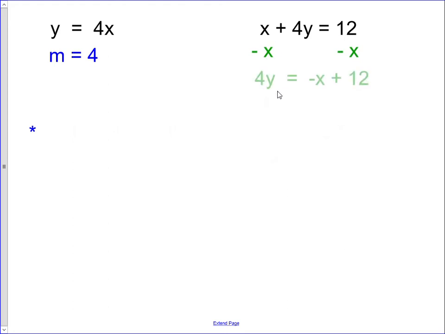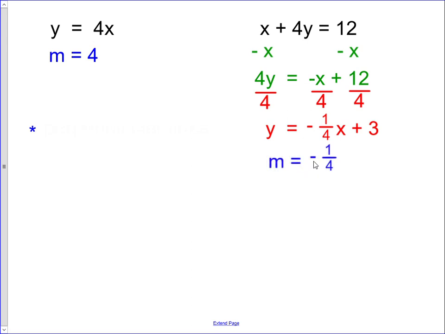That will leave us with 4y is equal to -x plus 12. To isolate y further, we need to divide by 4. When we divide everything through here by 4, we're left with y is equal to -1/4 x plus 3. So the slope of this one is -1/4. Well, this one has a slope of 4. This one has the opposite reciprocal slope. So that tells us that those two lines are perpendicular lines.